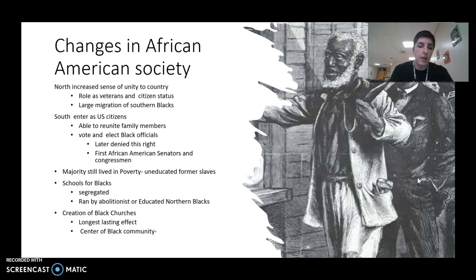And there were schools for Black people. Of course, it was segregated, and it was usually run by educated Northern Black people or abolitionists who came down south to run these schools. It also led to the creation of Black churches. This was probably the longest lasting effect because it was a center of Black community, and it still is in many people's lives. A big center of community is the church.